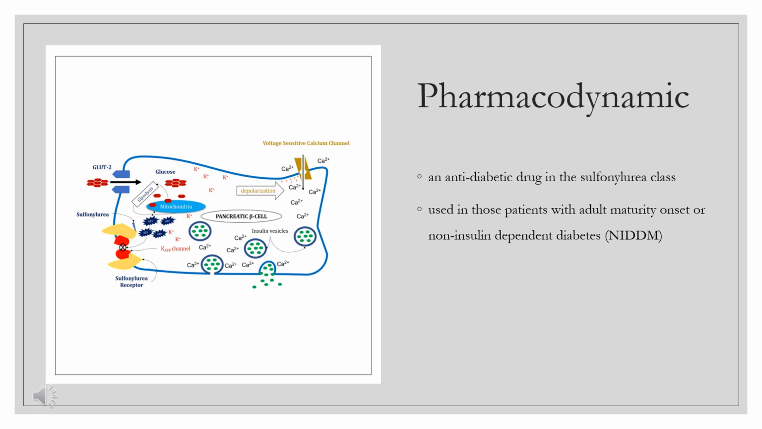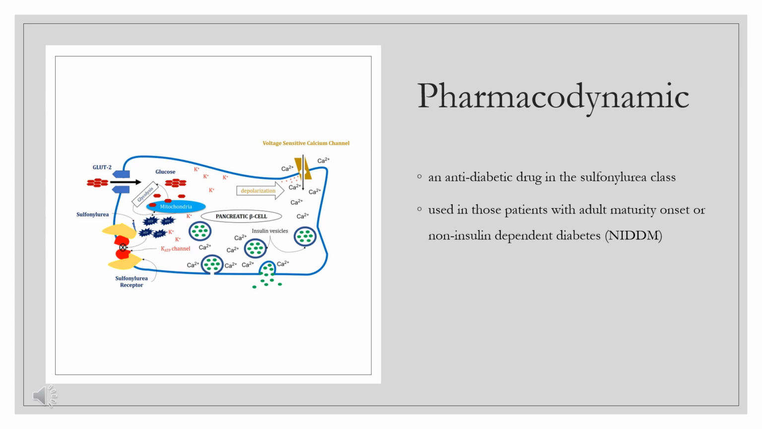Pharmacodynamics. Gliquidone is an antidiabetic drug in the sulfonylurea class. In patients with diabetes mellitus, there is a deficiency or absence of a hormone manufactured by the pancreas called insulin. Insulin is the main hormone responsible for the control of sugar in the blood.